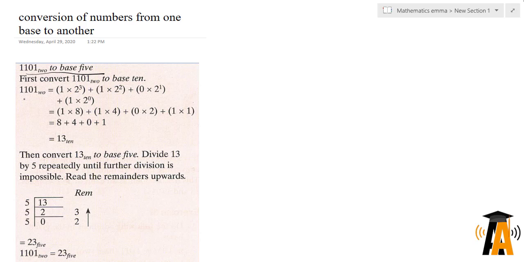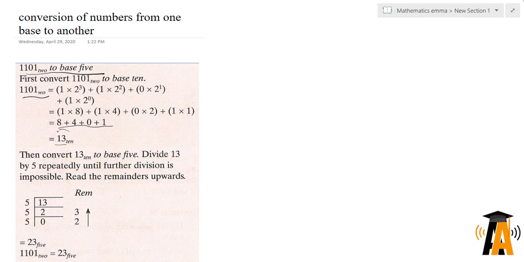So just like what we did previously, 1101 in base 2 is equal to 1 times 2^3 plus 1 times 2^2 plus 0 times 2^1 plus 1 times 2^0. So the powers will be 0, 1, 2, 3. So this is 1 times 8 plus 1 times 4 plus 0 times 2 plus 1 times 1. 8 plus 4 plus 0 plus 1, we have 13. So 1101 in binary, or base 2, is equivalent to 13 in base 10.